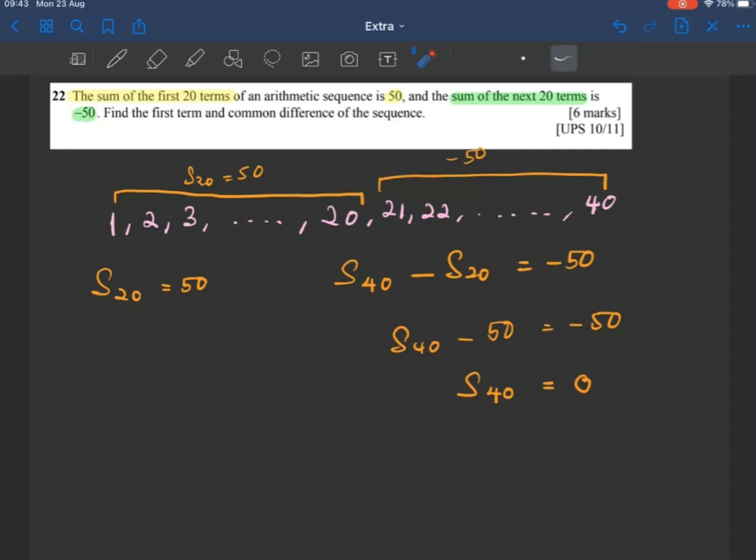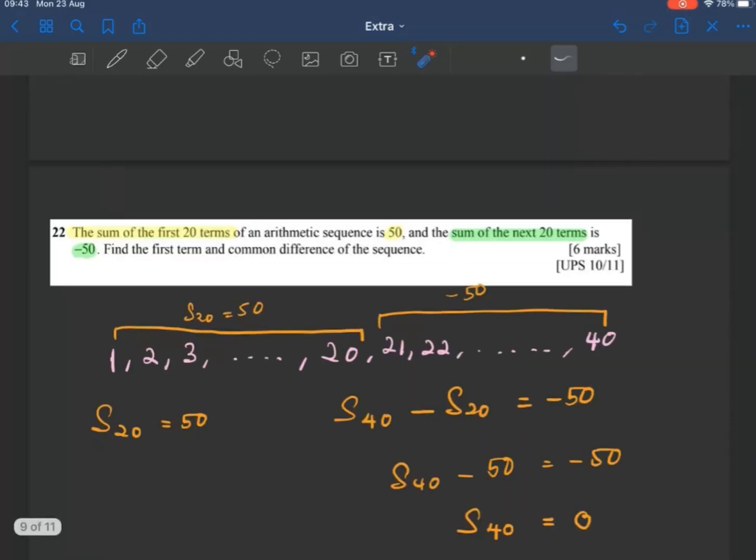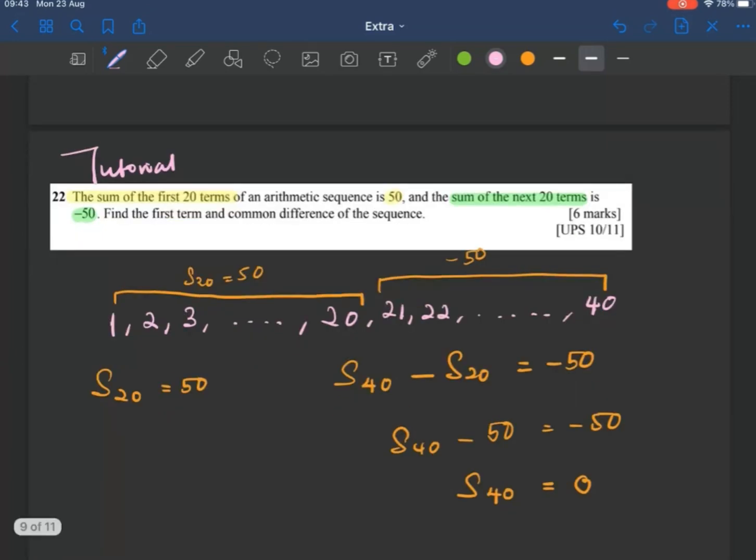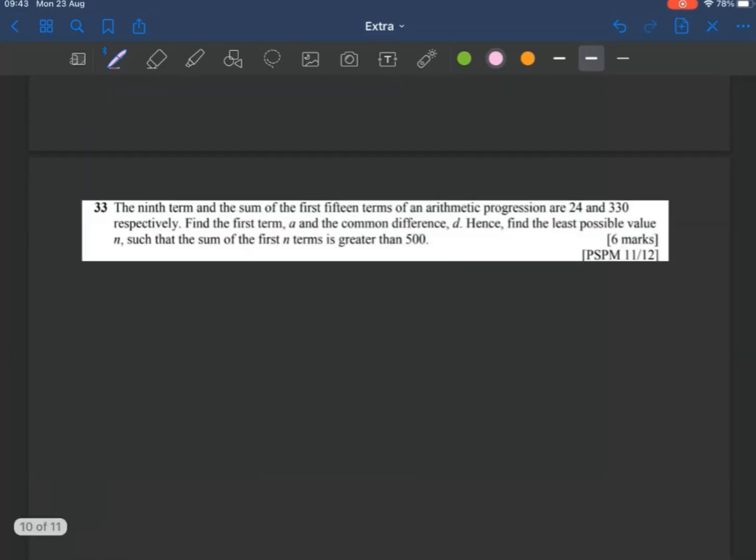Boleh, Miss. Inilah soalan tutorial. So saya harap tak adalah yang tanya saya macam mana nak buat. Boleh tengok balik nanti. Okay, ini pun soalan tutorial juga. Question 33: the 9th term and sum of the first 50 terms. Okay, cuba buat dulu. Ada masa lagi, cuba buat dulu.